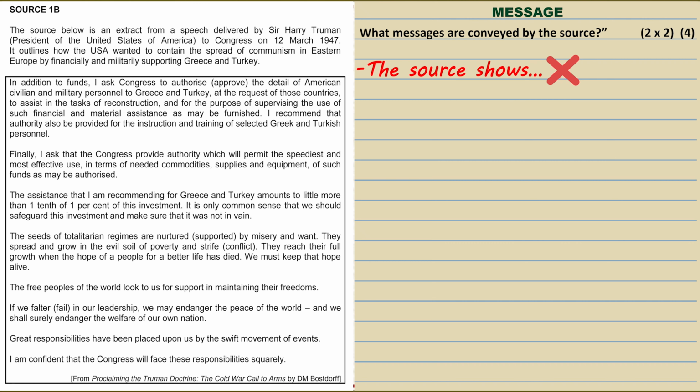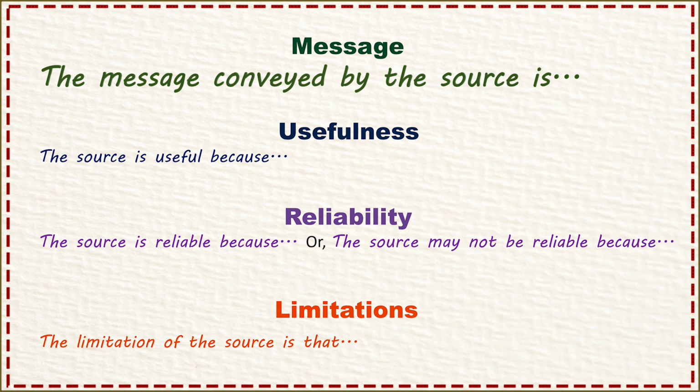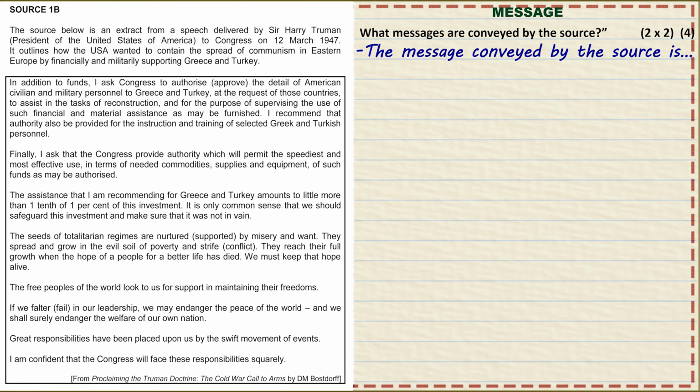For example, if the caption says, "the source below shows," many learners simply repeat that wording. That is extraction. A message question requires interpretation. The examiner wants to know what the source is communicating, not what it literally displays. Instead, always begin with "the message conveyed by the source is," and then you state the message in your own words.